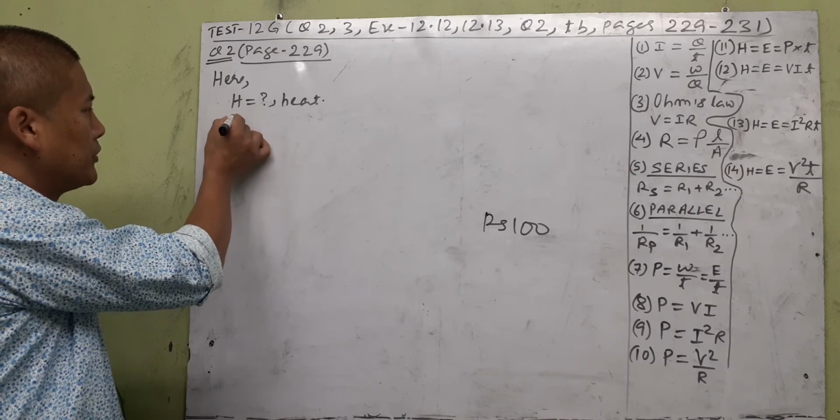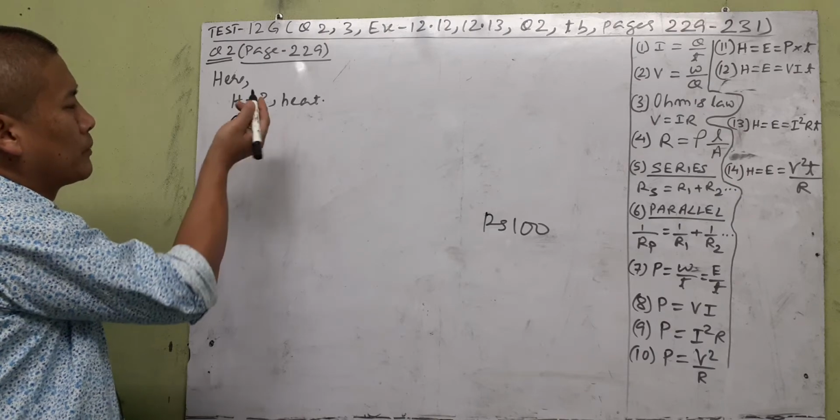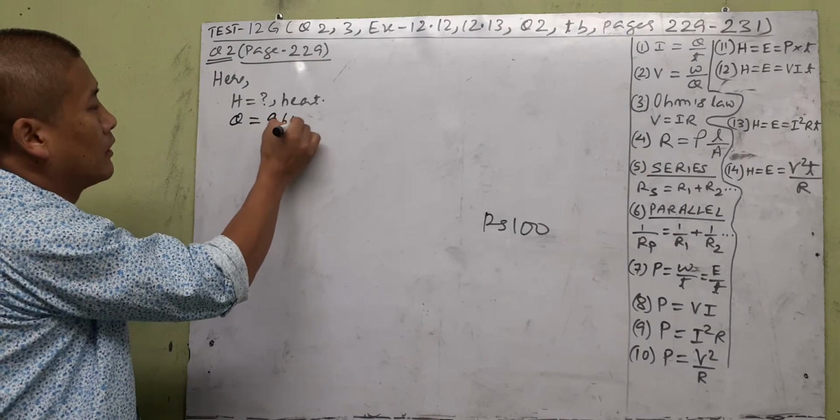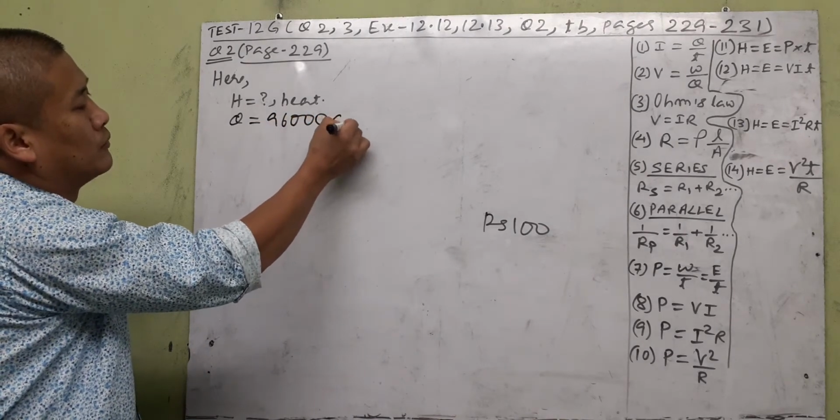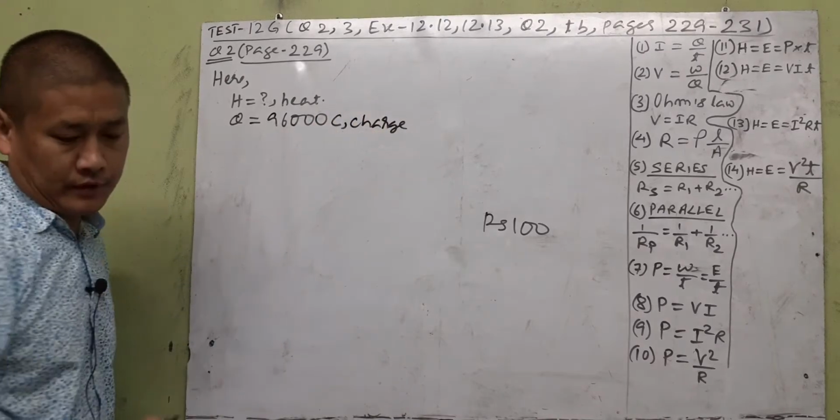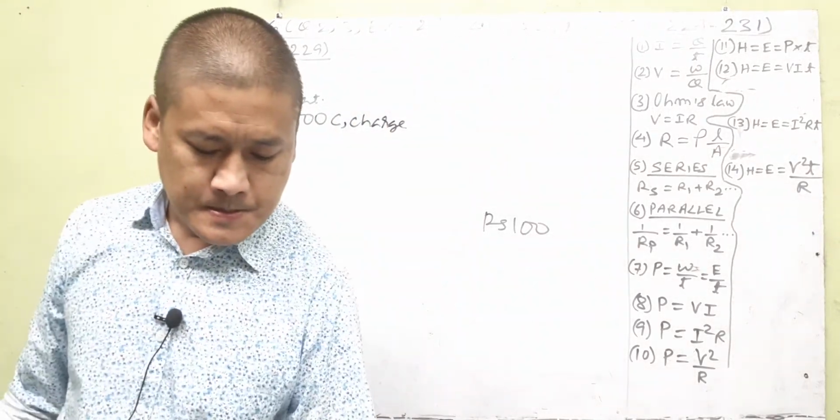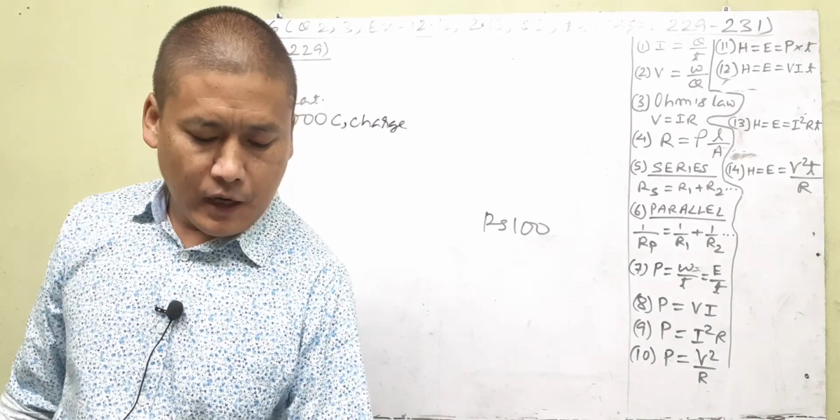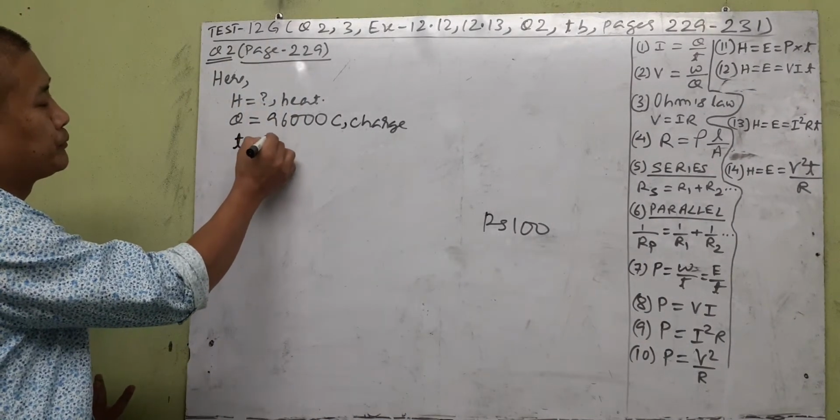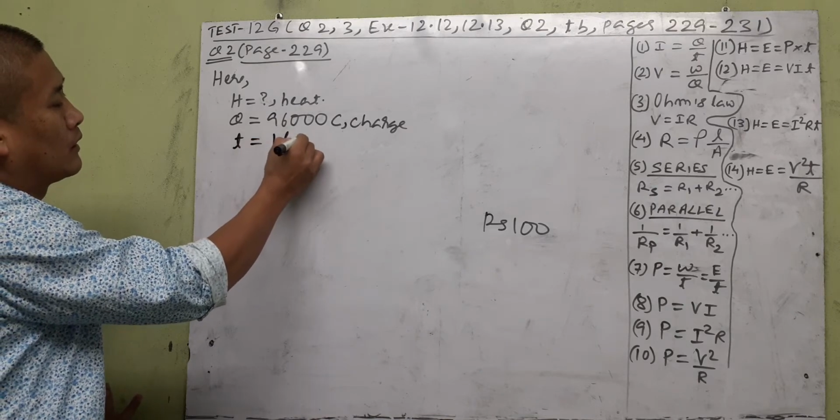So charge is usually denoted by Q, or some textbooks even use C, I think. Q is equal to 96,000 coulomb. So this is the charge that is involved in the process here. In 1 hour, the unit hour means time. So let's write time, 1 hour.